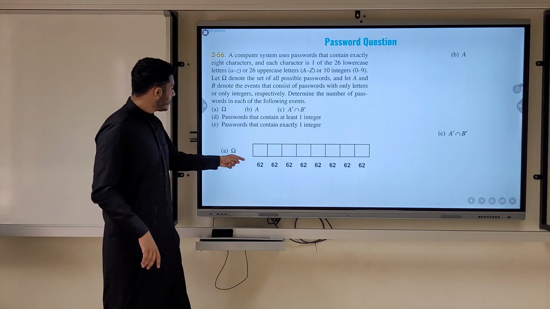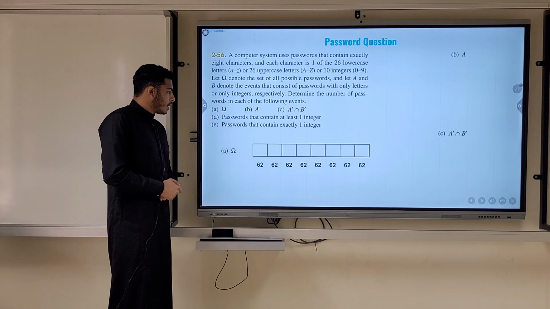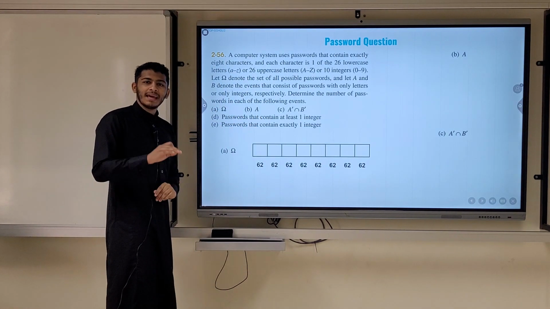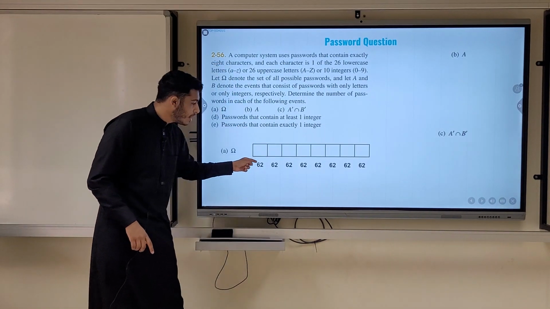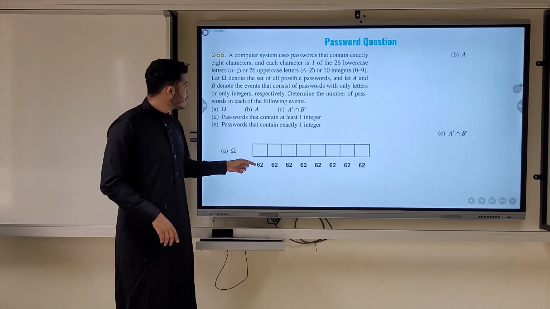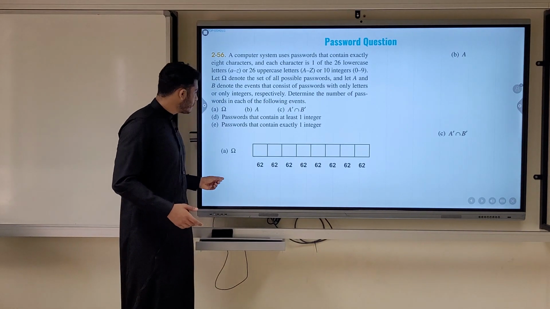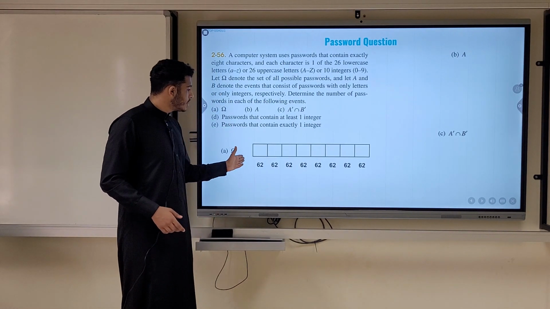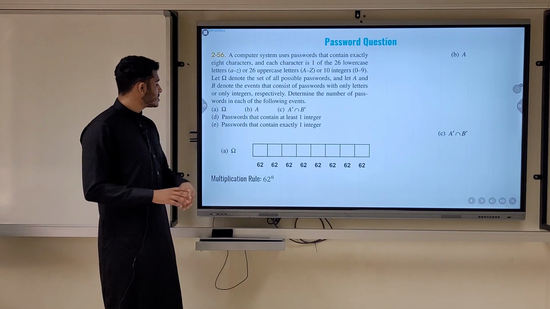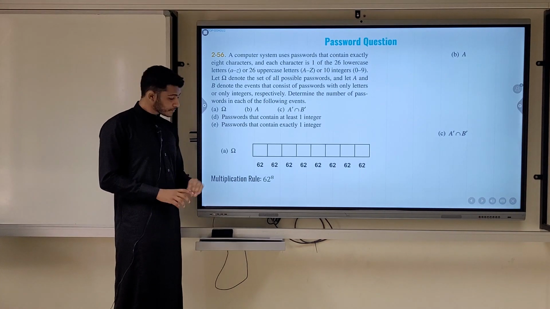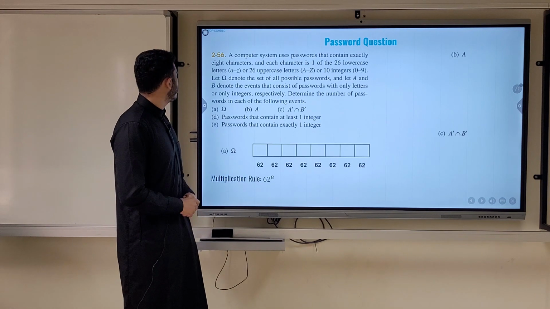Let's put the number of characters that we can put in each slot here. Now, what does this remind us of? It is the multiplication rule, where we have multiple steps and each step has a number of options. To find the number of outcomes for this event, we multiply them all together, and we end up with 62 to the power 8. This is the answer for question A, which is omega. Did I say alpha?